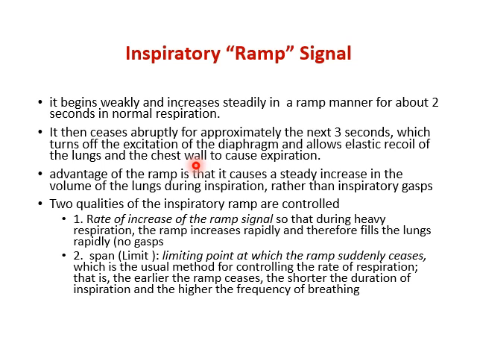The inspiratory ramp is controlled by the rate of increase of the ramp signal, or how fast is the increase while you are ascending the ramp, and this prevents gasping. And it has a limit or a duration. It's a limiting point at which the ramp suddenly ceases or stops, which is the usual method for controlling the rate of respiration.